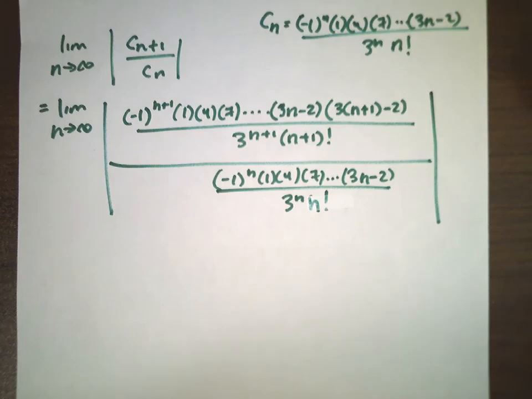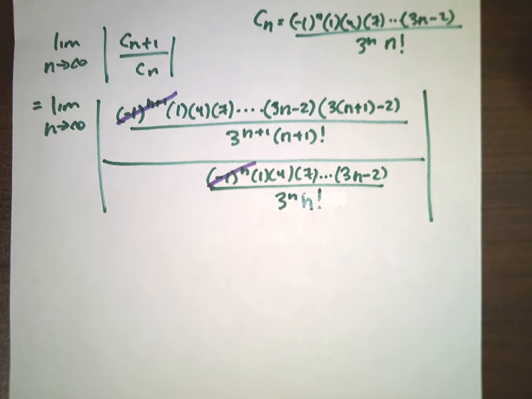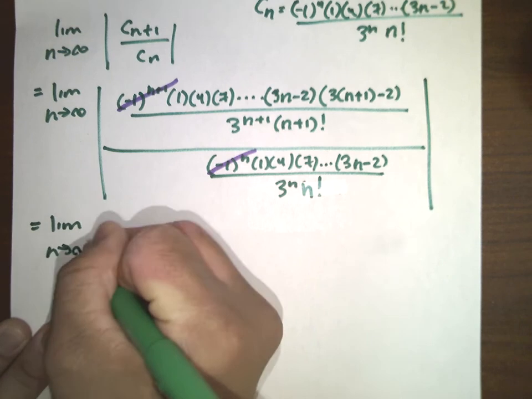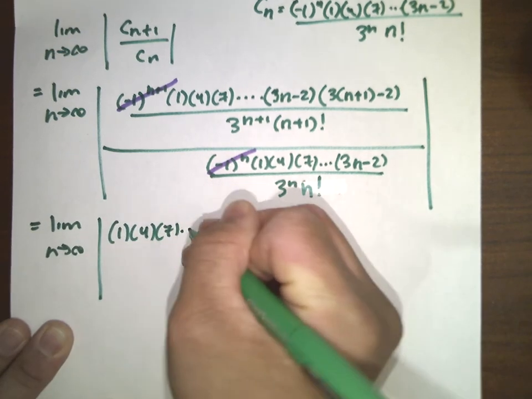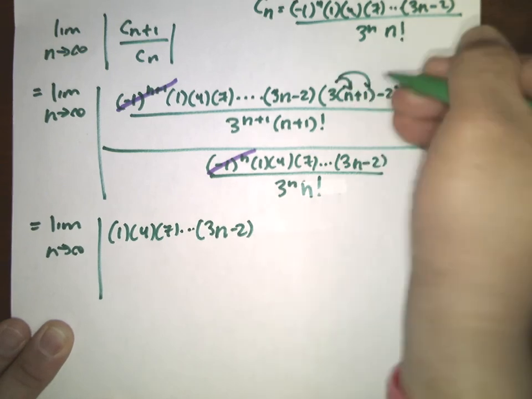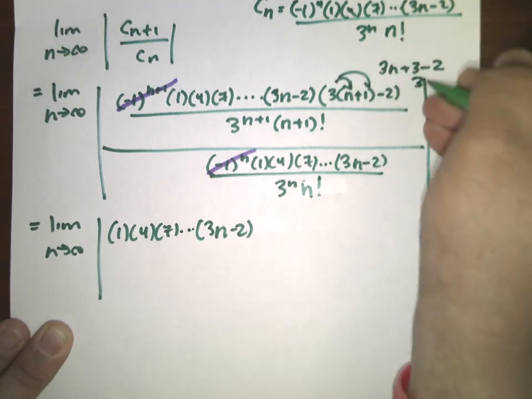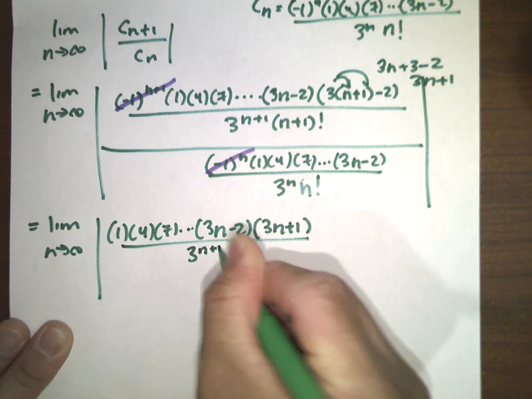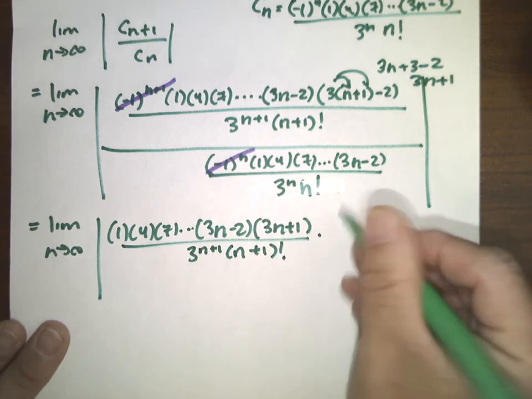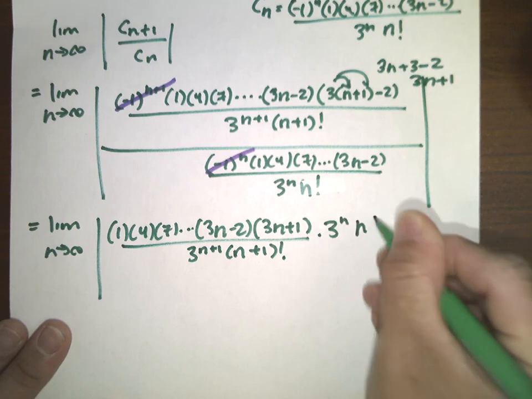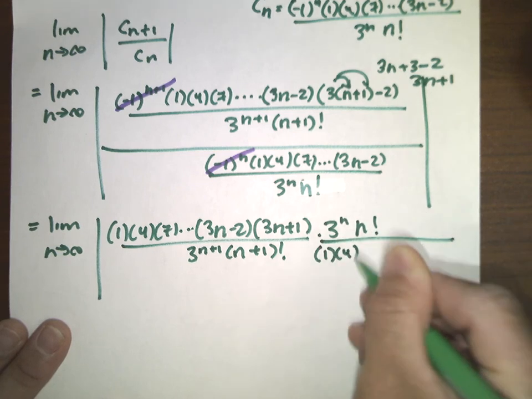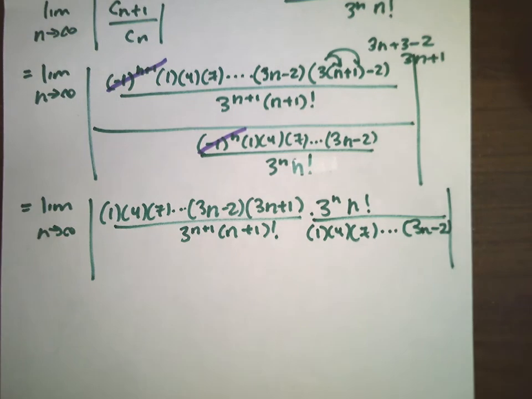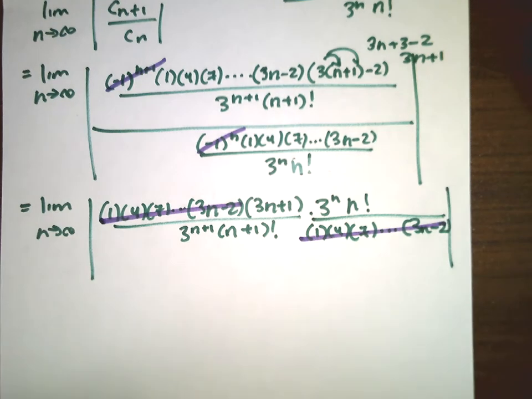So now, because this is an absolute value, we don't need the negatives, so we can drop those. And now let's multiply by the reciprocal, so it's the limit as n goes to infinity of 1 times 4 times 7 all the way to 3n minus 2. And if I distribute here, I have 3n plus 3 minus 2, or 3n plus 1. And that's over 3^(n+1) times (n+1) factorial, and multiply by the reciprocal here, so 3^n times n factorial all over 1 times 4 times 7 all the way to 3n minus 2. So all of the factors here up to 3n minus 2 divide out.